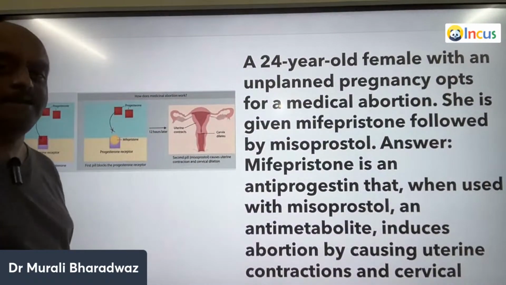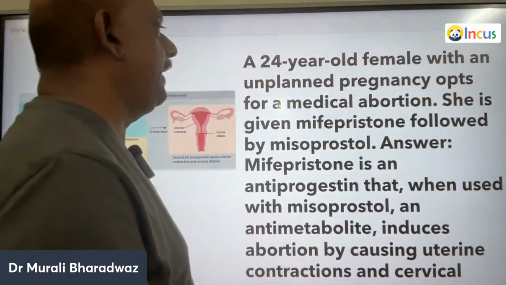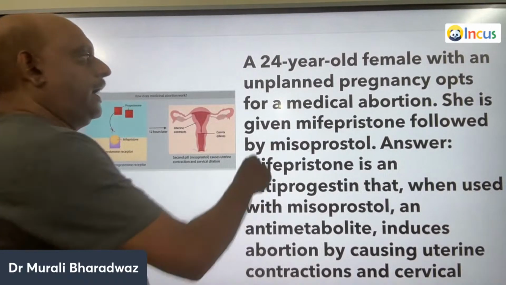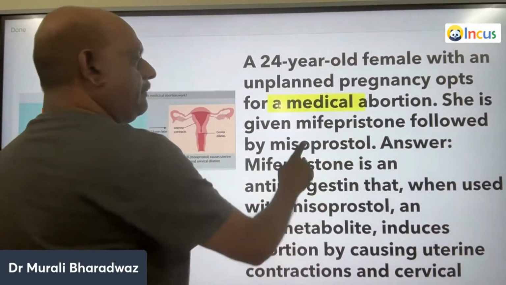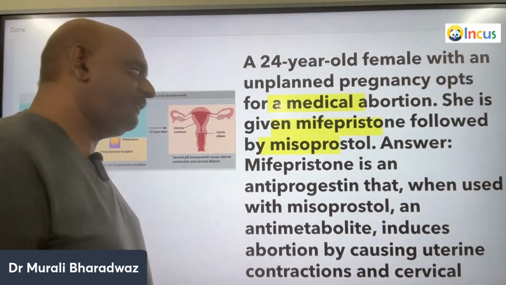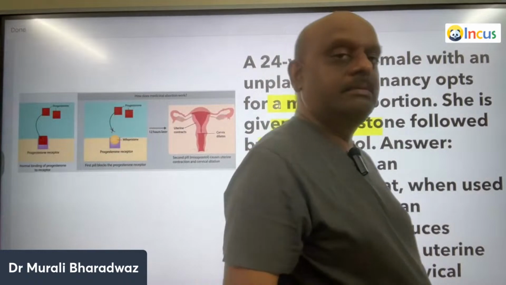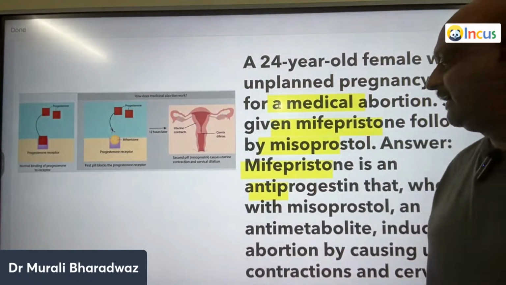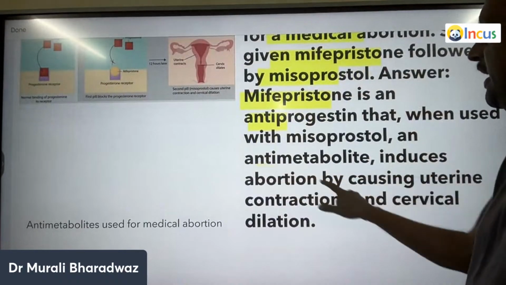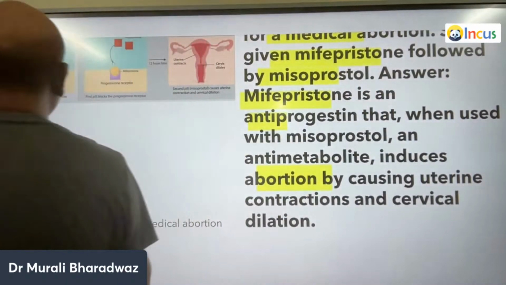The next favorite clinical case vignette based question. A 24-year-old female, unplanned pregnancy, opts for medical abortion and is given mifepristone and misoprostol. How do they act? Mifepristone is anti-progesterone, and misoprostol is a prostaglandin analog which induces the abortion by causing uterine contractions.